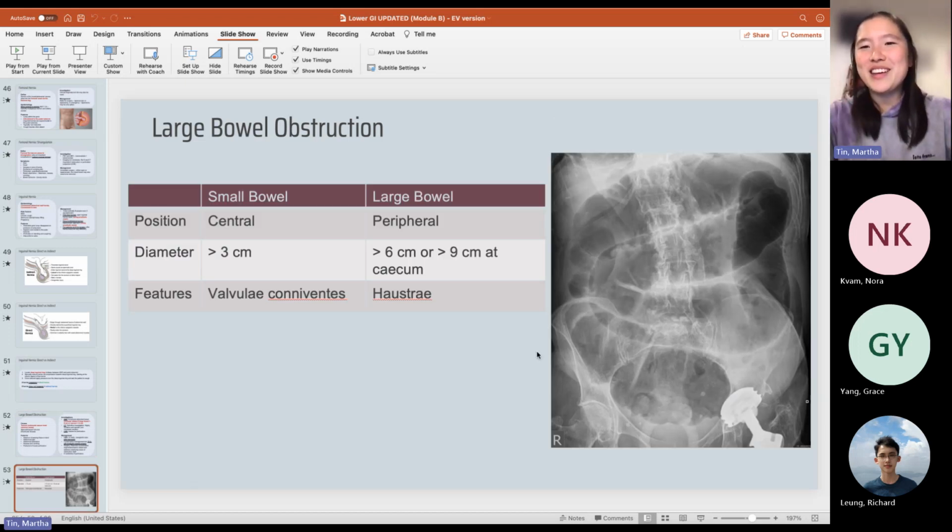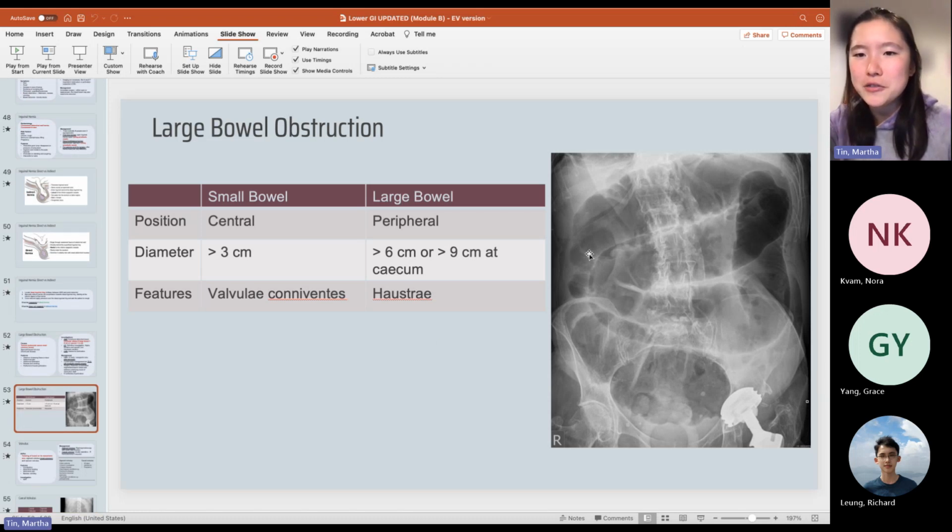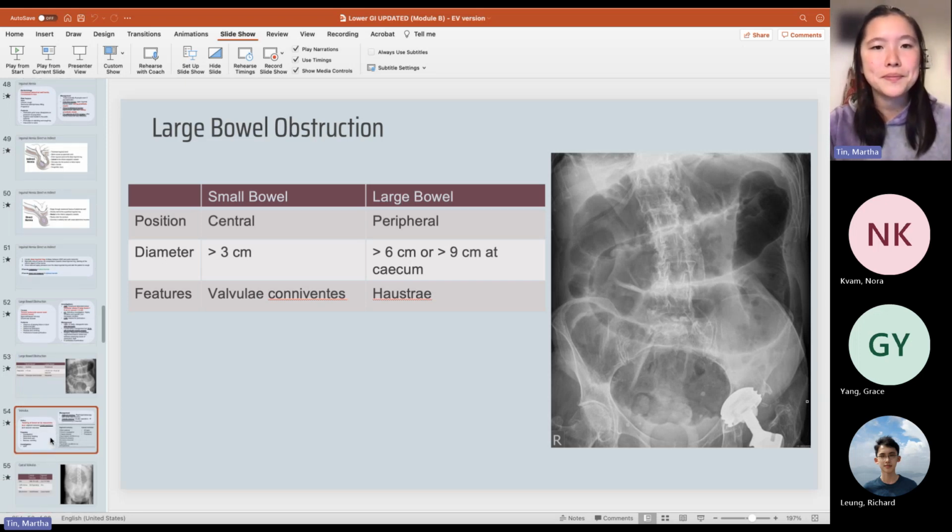So here we can see quite obviously a very distended large bowel. Going back to what we were talking about earlier with the haustra, you can see that here. These, compared to the valvulae conniventes earlier, are quite distinct in appearance. And it's grossly distended and peripherally located. So that is the distinguishing feature for large bowel obstruction.